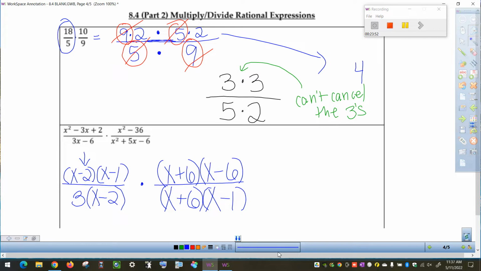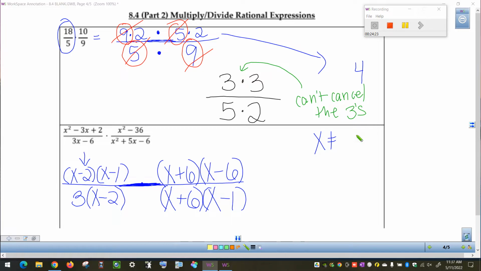All right, so here's what we can do again. Because we're multiplying these, we can extend that fraction bar across, and we can think of this as one giant fraction. Before we do our canceling, we're still going to do our restrictions for these problems, and we can take a look at doing that now. Sometimes it's easier to do the restrictions before you cross things out.